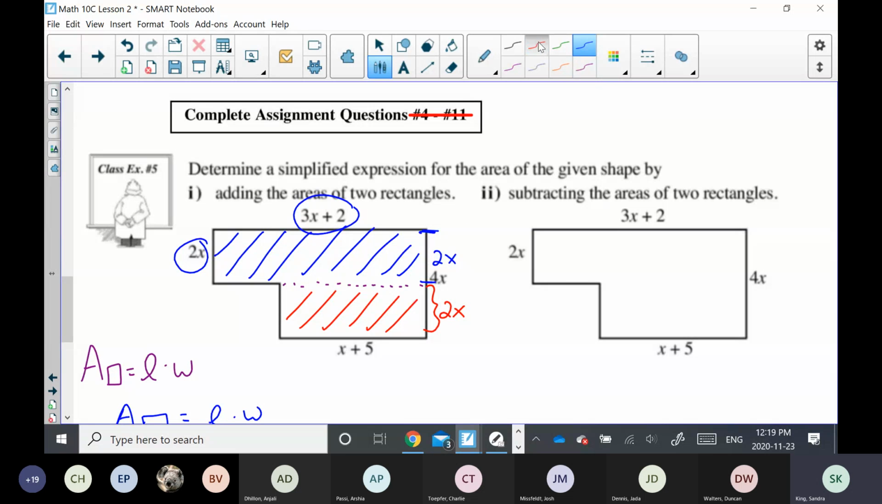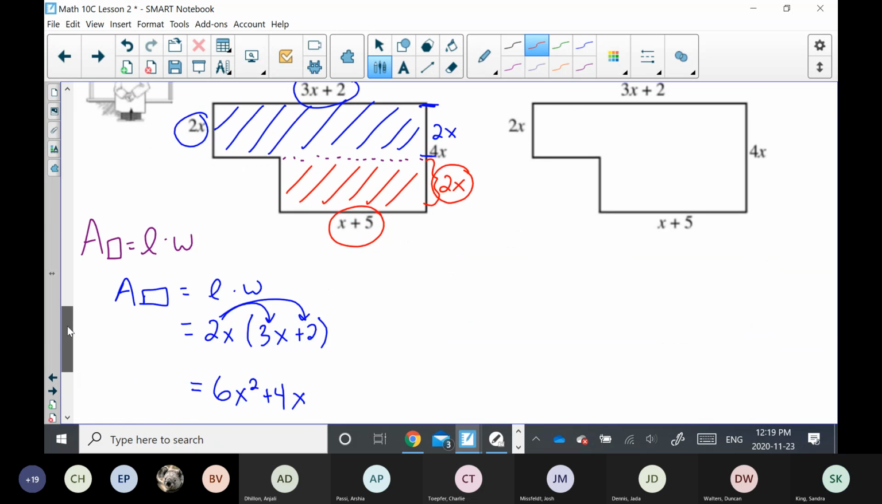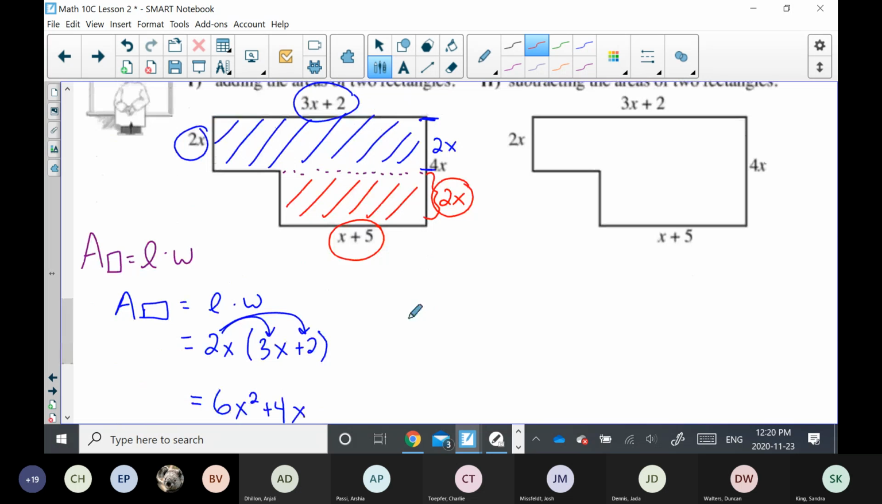So now that I know that, I can get the area of the red by multiplying this times this. So the area of the red rectangle is equal to this times this. So 2x times, always put, if you have more than one term, it must always go in a bracket. So x plus 5. And then from here, we would distribute. Okay, so that's 2x times 1x. 2 times 1 is 2x squared plus 10x's.